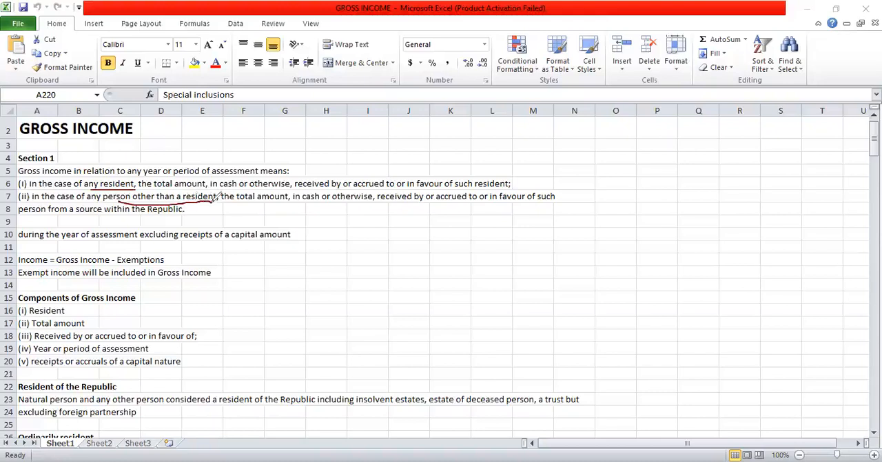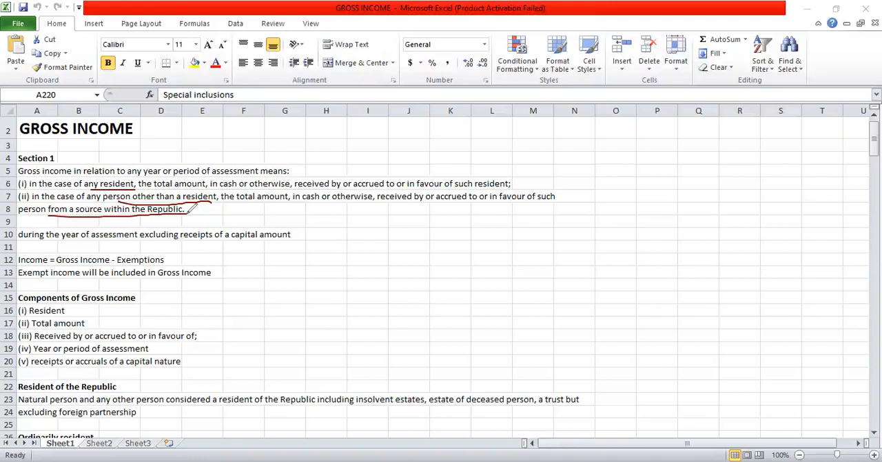But for any person other than a resident, if you are not a resident, you are only liable for tax on income that you receive from a source within the Republic. So that means if you're a non-resident, you are only liable for the income that you receive here in South Africa. The other income that you receive, you are not supposed to report it to SARS. So those are the two differences.